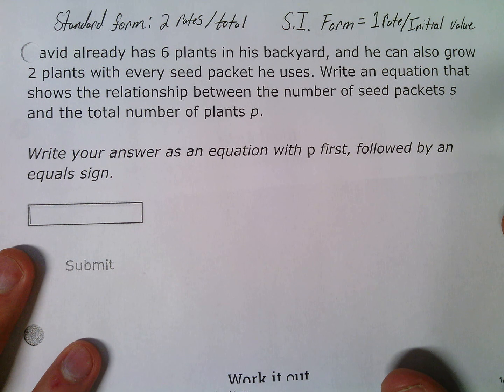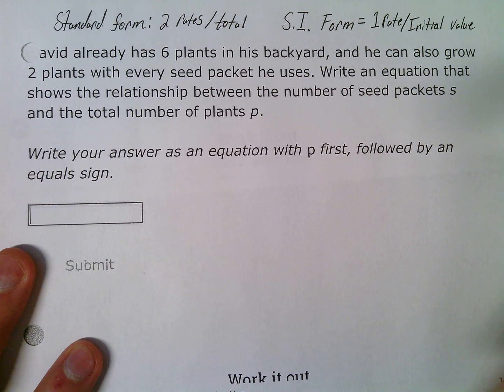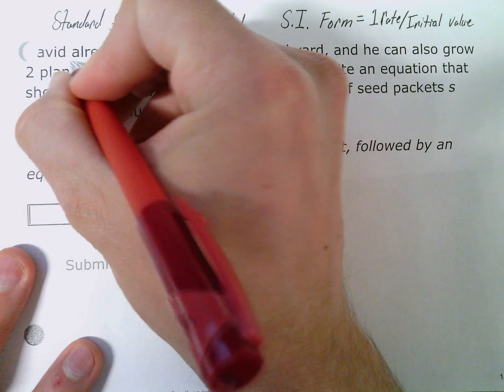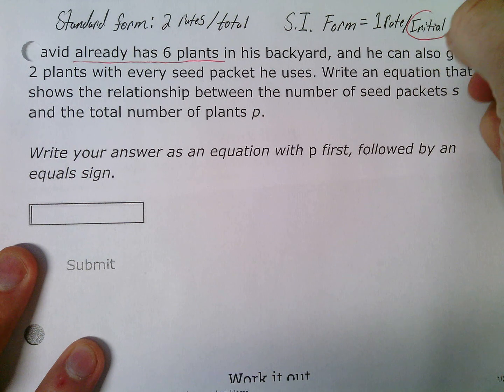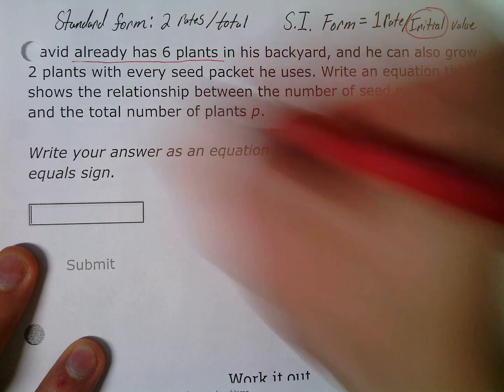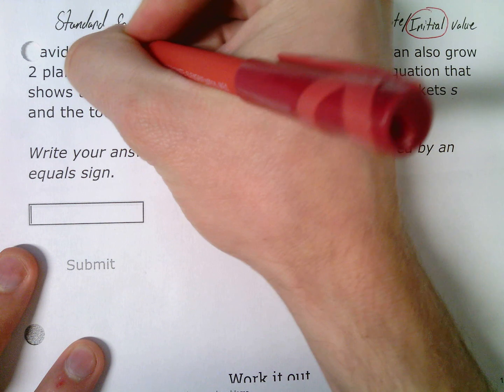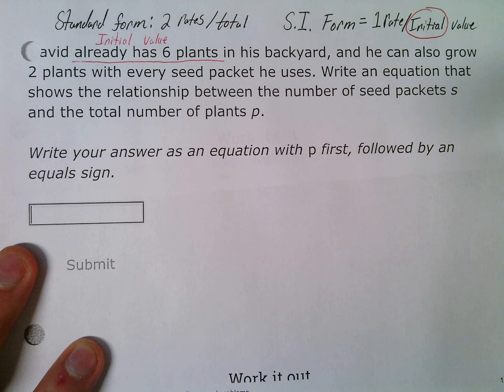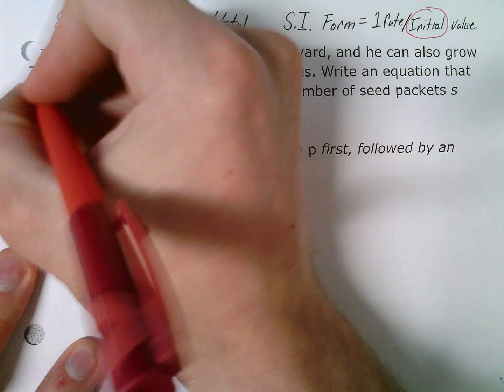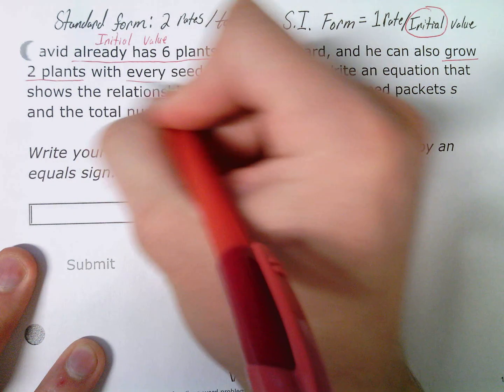So it's trying to give us a little bit of information here, but let's use our strategy and our process. The first thing that we need to do is analyze the information. The information that's given to us is that he already has 6 plants. If you have it at the beginning, that sounds exactly like an initial value. So this is our initial value. He already has 6 plants. And he can also grow 2 plants with every packet. So he can grow 2 plants for every seed packet.